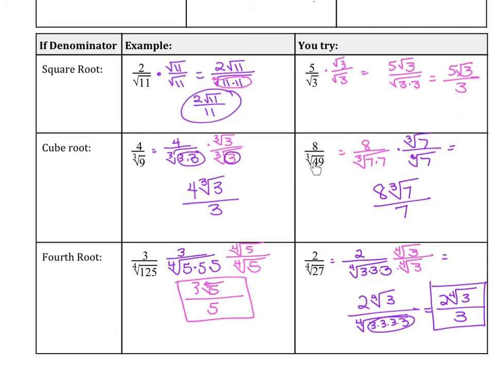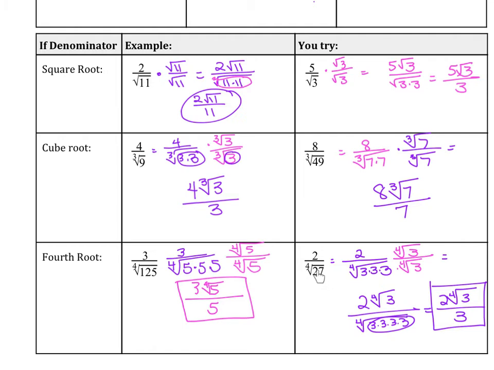For the second example, we have cube root of 49. And so 49 breaks down to 7 times 7. So we need one more 7. So we're going to multiply by cube root of 7 over cube root of 7. Then when you simplify, you get 8 times cube root of 7 over, we have 3 7s, so just a 7.